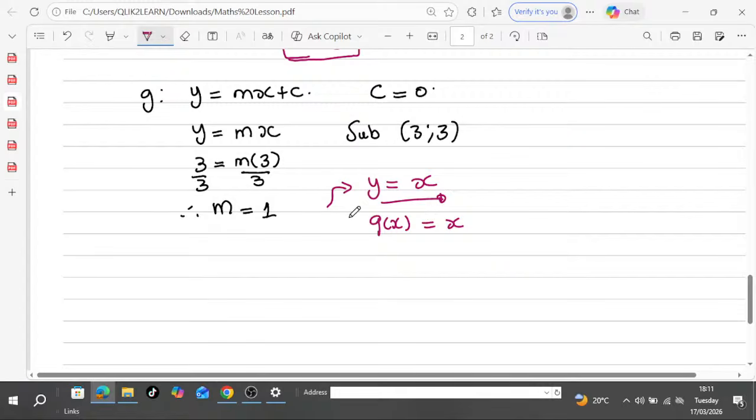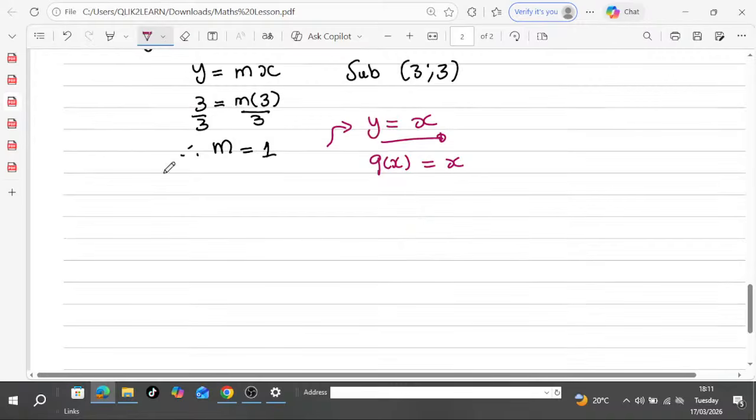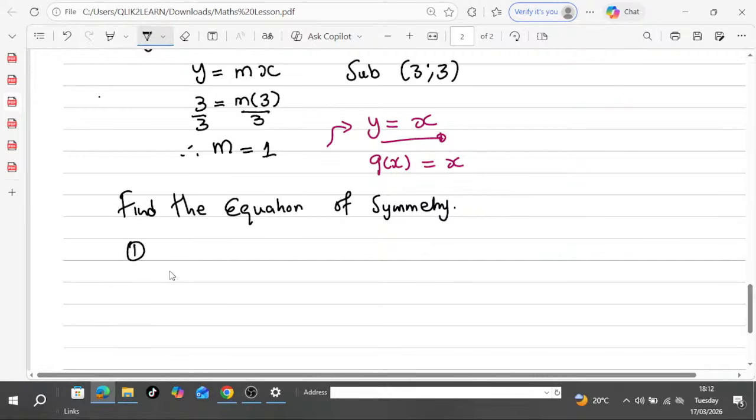Okay, so now let's say that in an exam they ask you to find the line of symmetry. They really like to ask this question. Now, how can we find the equation of symmetry? In most cases, let's first start by finding the equation of the axis of symmetry with a positive gradient.